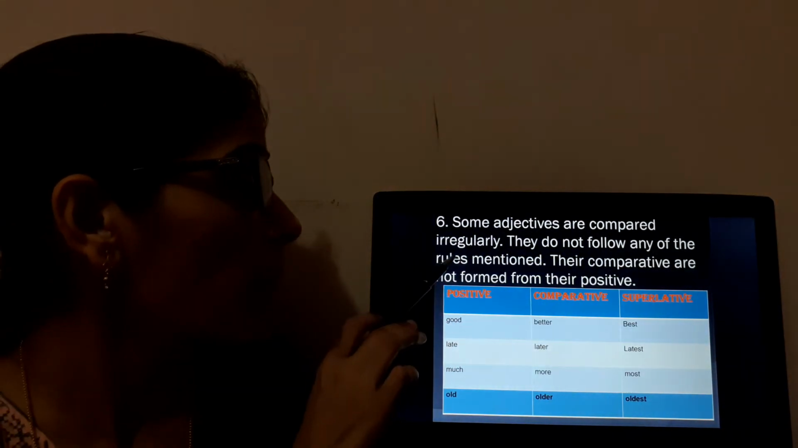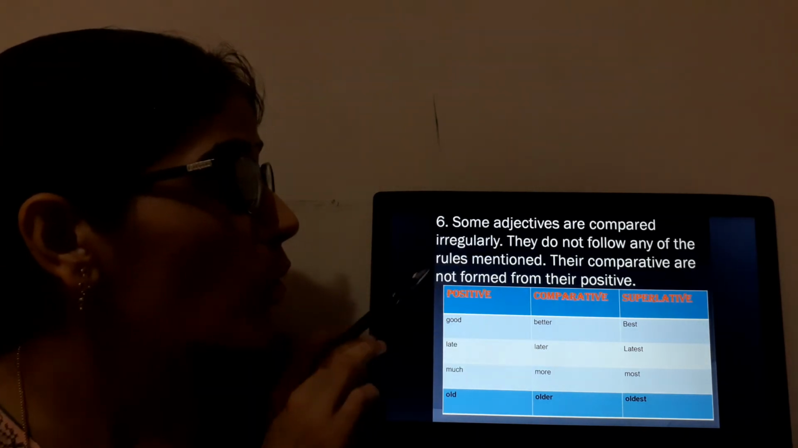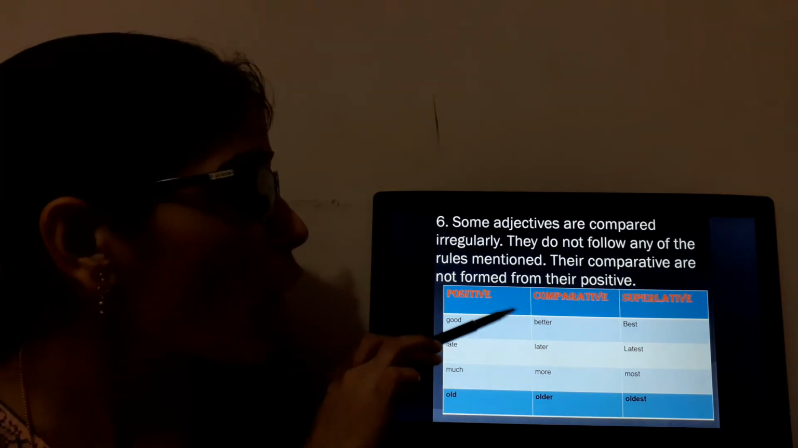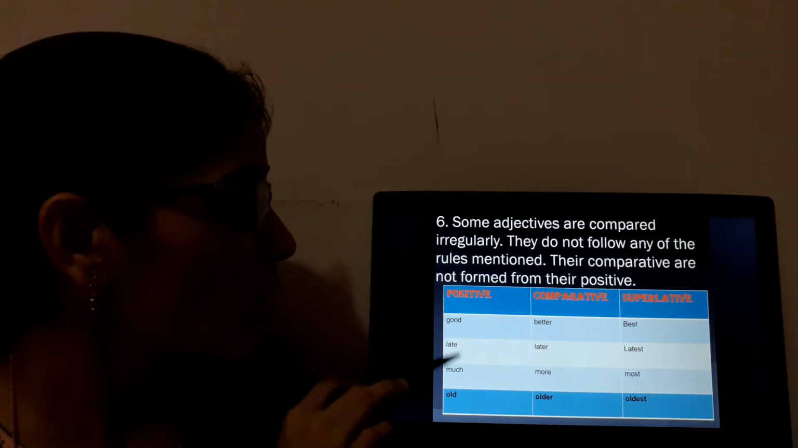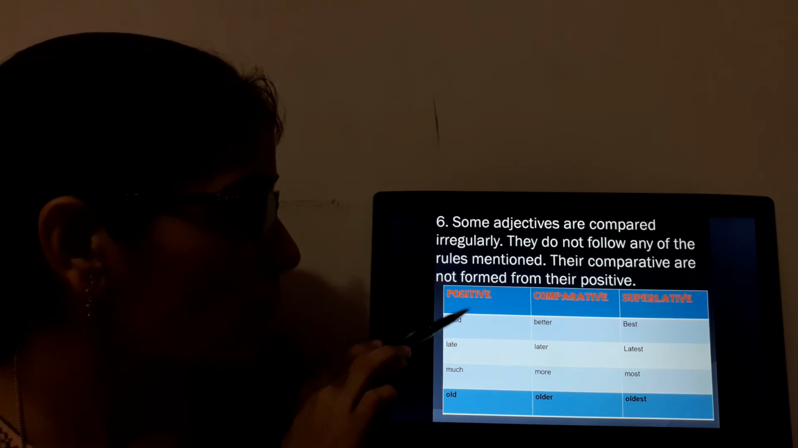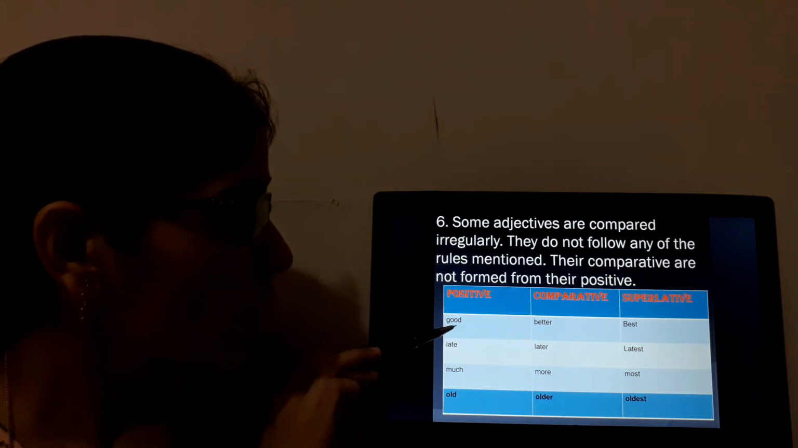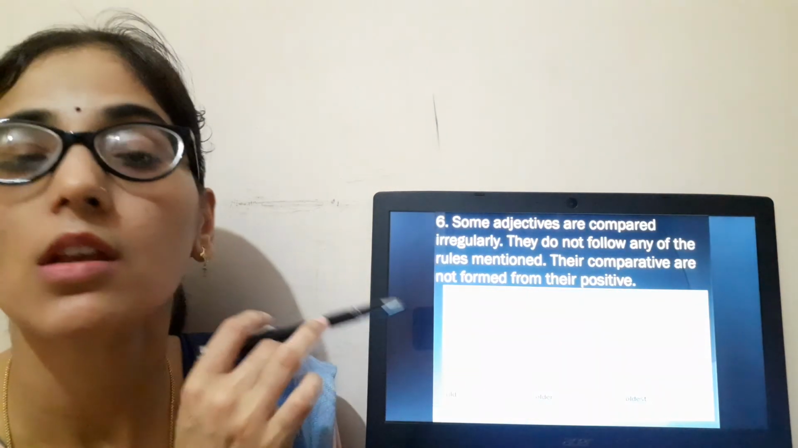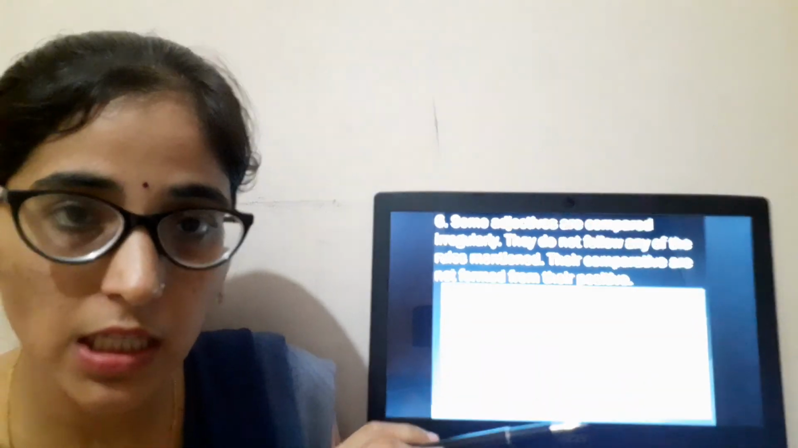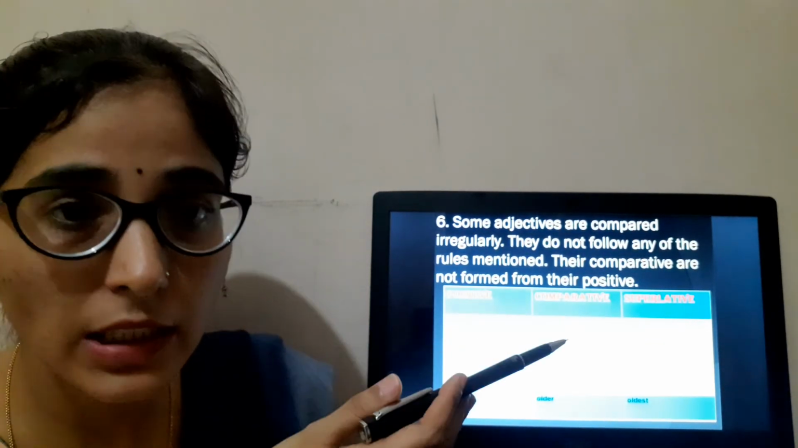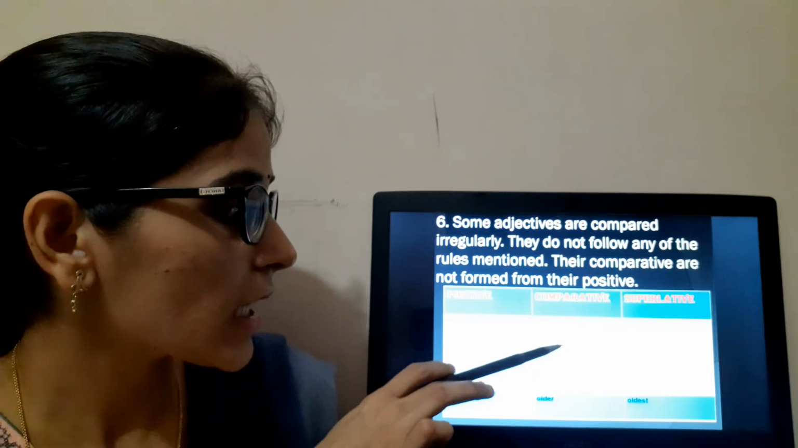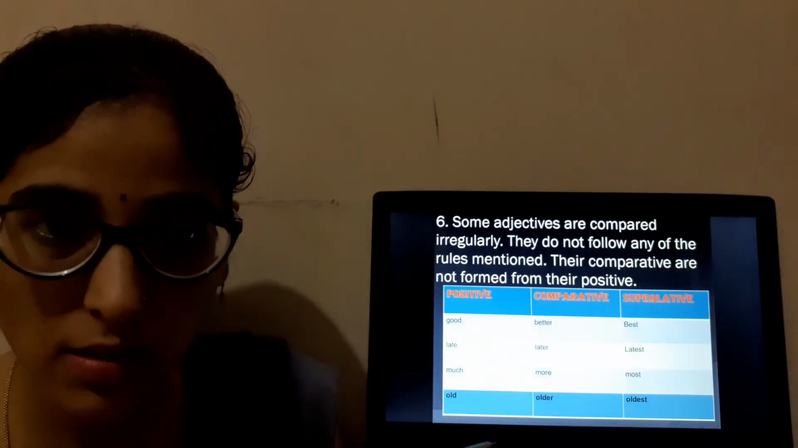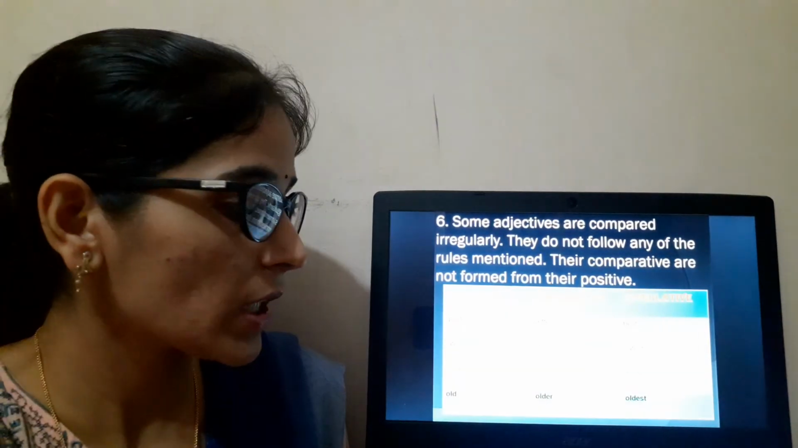Some adjectives are compared irregularly. They do not follow any of the rules mentioned. Their comparatives are not formed from their positive. That means, here you can see positive, comparative and superlative. Good, better, best. The three are different. There is no doubling of a consonant, no adding of ER or EST. Clear? So they are different from the positive one. See here: late, later, latest. Much, more, most. Old, older, oldest. Is this clear to you? Let us move to the next.